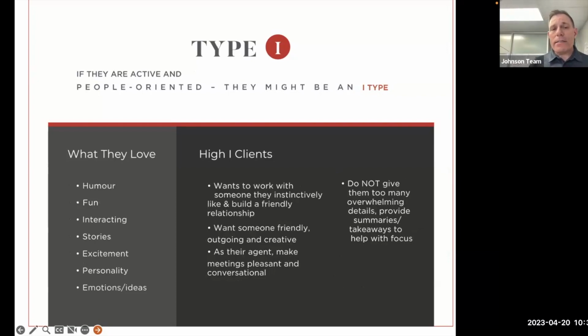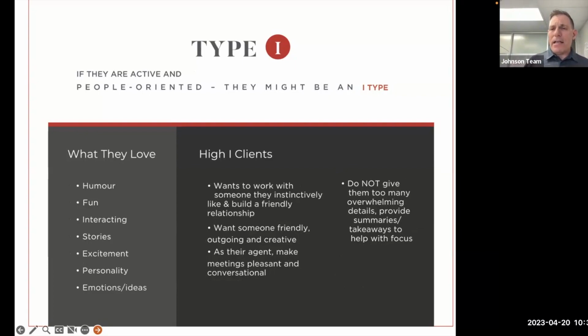The second personality type is I's. I's are all about having fun. They have a sense of humor. They want to make you laugh. They're very interactive. They love to tell stories with jokes. If you're showing them a house, they'll tell you, when I was a kid, I grew up in a house like this, and they're all into having a good time.